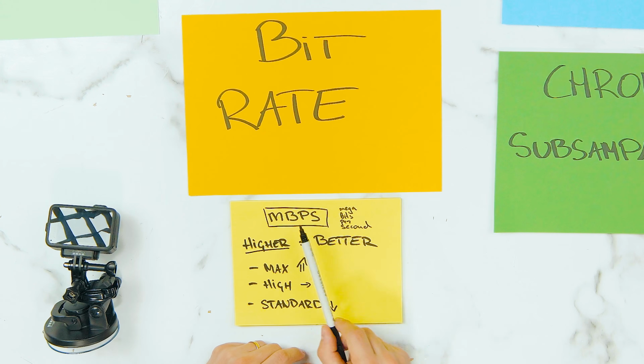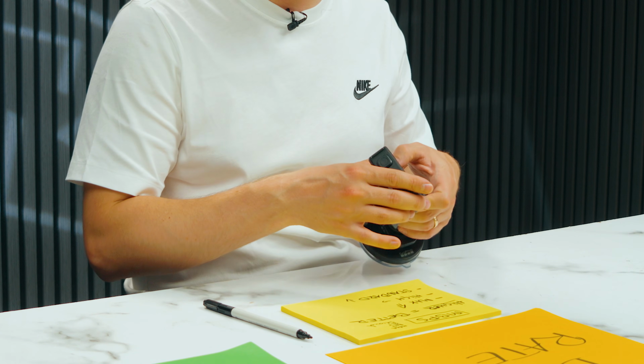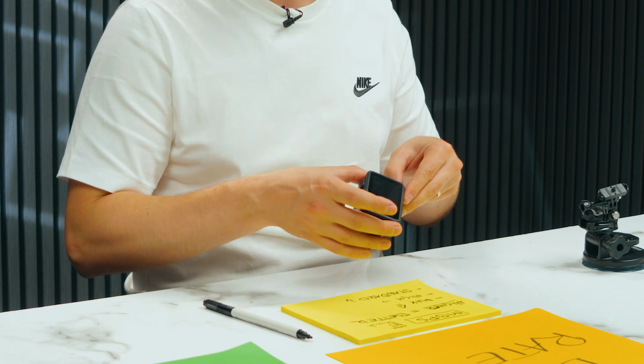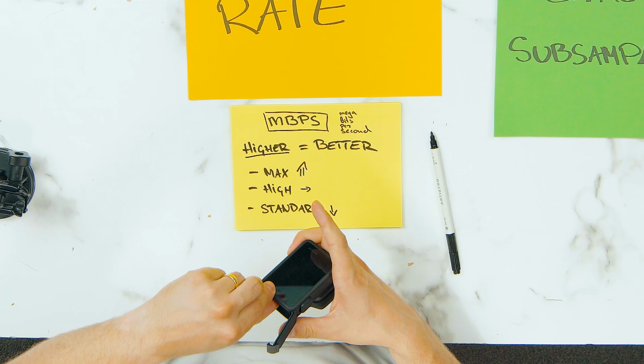Bitrate is measured in megabits per second, not megabytes, but megabits per second. But interestingly, your actual cards that you put inside this GoPro are measuring megabytes per second, and sometimes that may seem confusing.